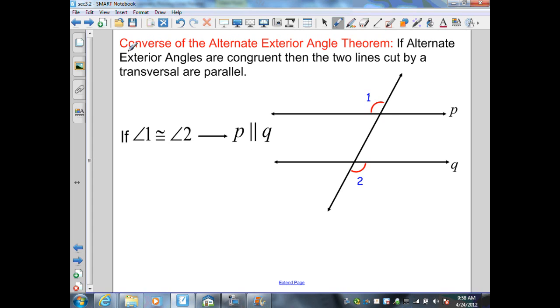On this slide, the converse of the alternate exterior angle theorem. If alternate exterior angles are congruent, then two lines cut by the transversal are parallel. Here in the diagram, again, we have line P and Q intersected by a transversal. I can identify angle 1 and 2, which are congruent, as alternate exterior angles. Therefore, by the converse of the alternate exterior angle theorem, if alternate exterior angles, angle 1 and 2, are congruent, then lines P and Q are parallel.